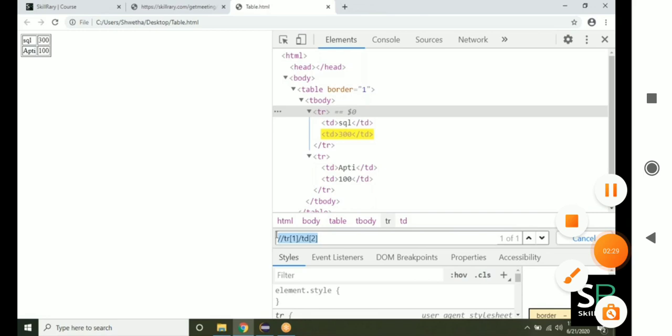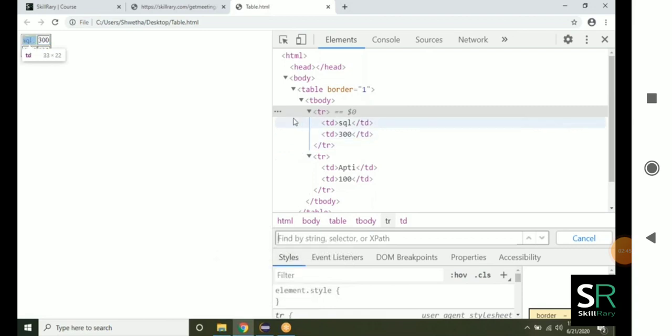independent dependent XPath. There is one more type of XPath that is called independent dependent XPath. What do you mean by this? Okay, I will show you. First, I will write for the SQL.